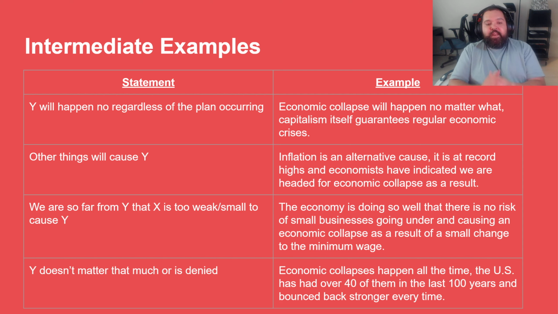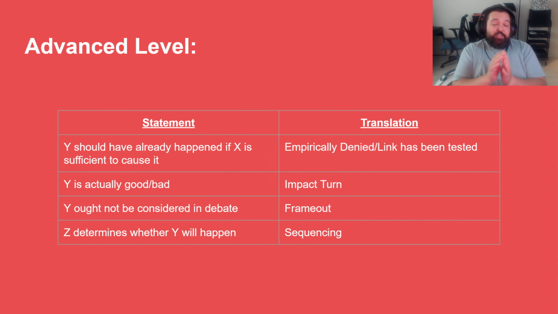So now that we've done the intermediate examples, let's look at the advanced level. Y should have already happened if X is sufficient to cause it. This is empirically denied, or the link has been tested. Y is actually good or bad. That's an impact term. Y ought not be considered in debate. That is a frame out. And Z determines whether Y will happen. That is sequencing.